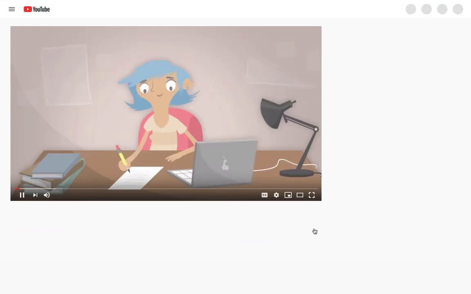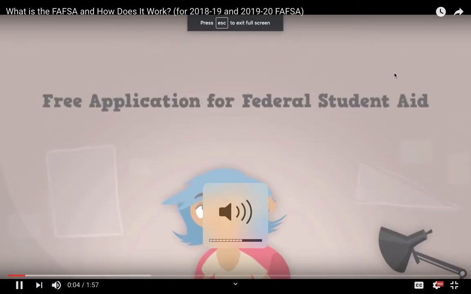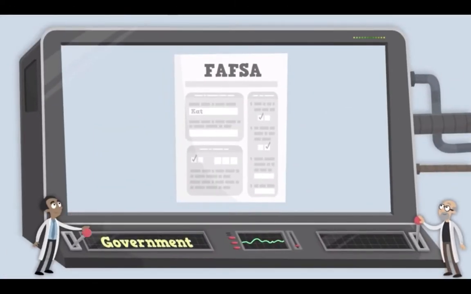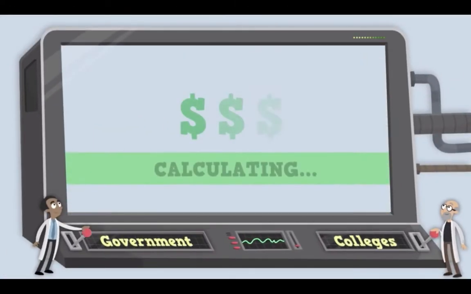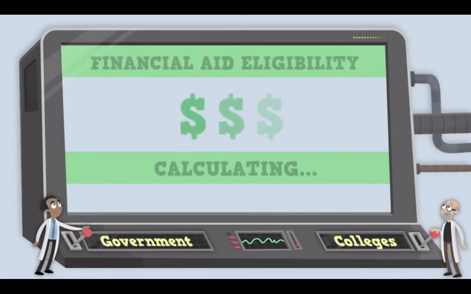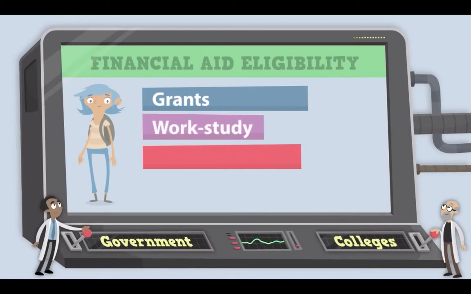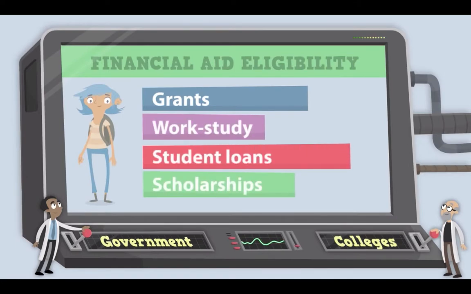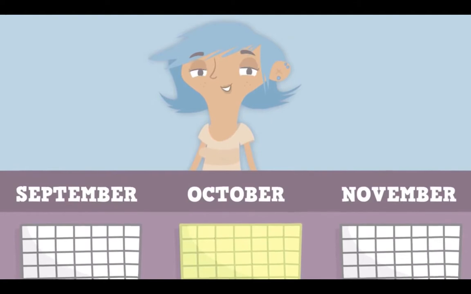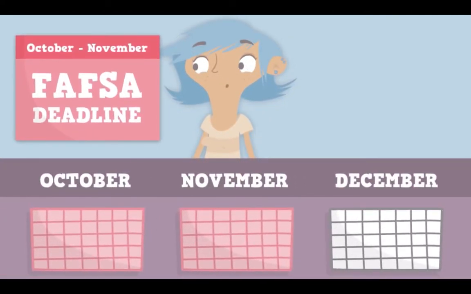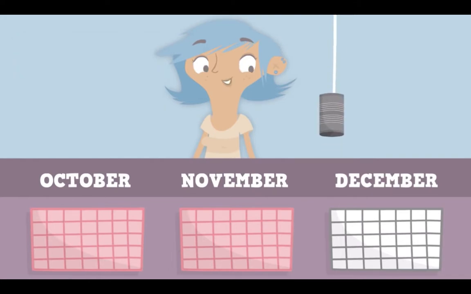Getting ready to go to college? The free application for federal student aid, or FAFSA, is for you. It's what the federal government and colleges use to figure out your eligibility for financial aid. That's money for school in the form of grants, work study, student loans, and even some scholarships. If you plan to attend college in the fall, it's usually best to file your FAFSA in October or November, the year before you start.